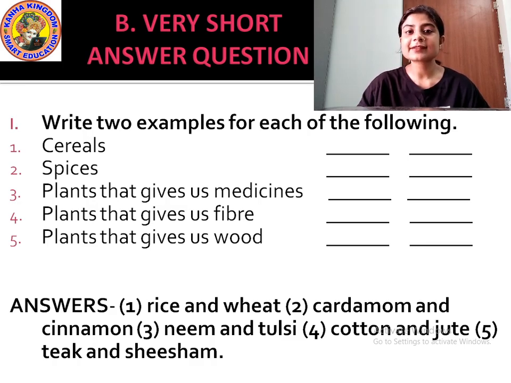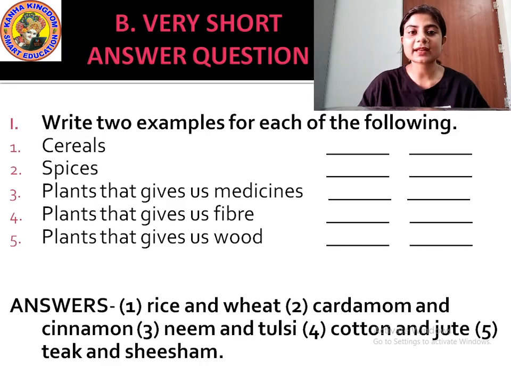Then number 4. Plants that give us fiber. That is cotton and jute. C-O-T-T-O-N. Cotton and jute. J-U-T-E. Jute. Okay. Then number 5th one. Plants that give us wood. It is teak, T-E-A-K, teak, and sesame, S-H-E-E-S-H-A-M, sesame. Okay, so this is the answer.